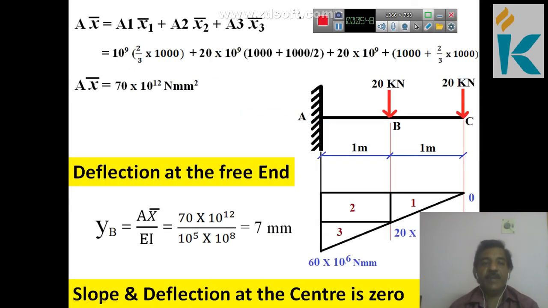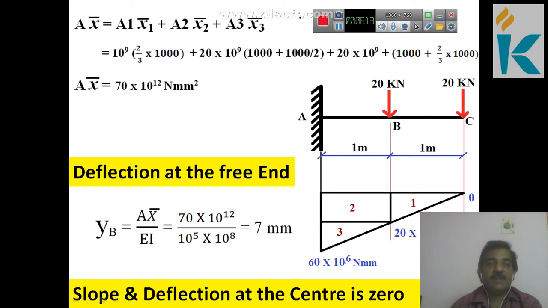Now we are going to find the next one, that is deflection at the free end. The formula is A X bar by EI. So we have to find A X bar. The expansion of A X bar is A1 X1 bar plus A2 X2 bar plus A3 X3 bar. A1, A2, A3 are the known things, that is 10 power 9, 20 into 10 power 9, 20 into 10 power 9, that you have known already.